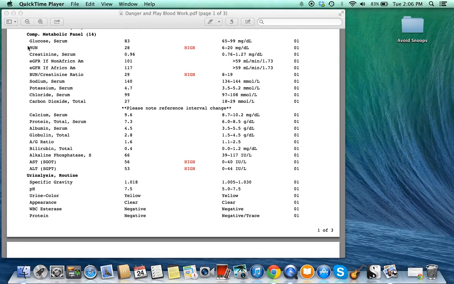Let's go straight to fasting glucose. Fasting glucose means how well does your body process carbohydrates? Are you at risk of diabetes, etc.? My fasting glucose is 83, which, as you can see, is within the range of 65 to 99. What that means is I'm not at risk for diabetes. I have good insulin function. My body handles carbohydrates well. It means that I'm healthy.